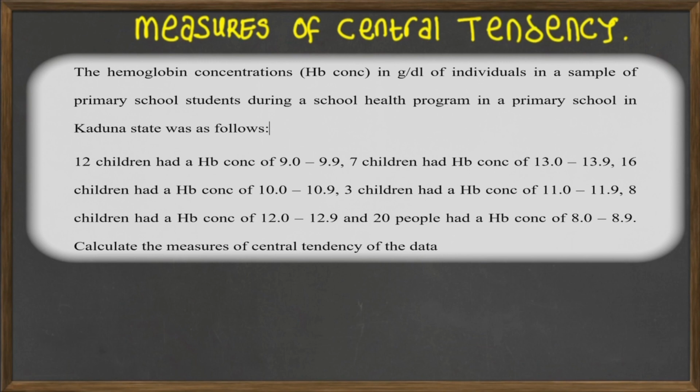12 children had an HB concentration of 9.0 to 9.9. 7 children had 13.0 to 13.9. 16 children had 10.0 to 10.9. 3 children had 11.0 to 11.9. 8 children had 12.0 to 12.9. And 20 children had a hemoglobin concentration of 8.0 to 8.9. So we're expected here to calculate the measures of central tendency of the data.